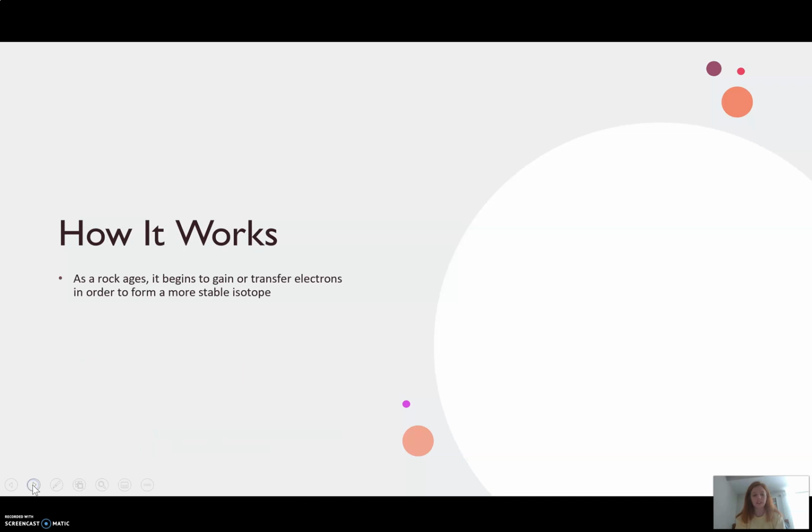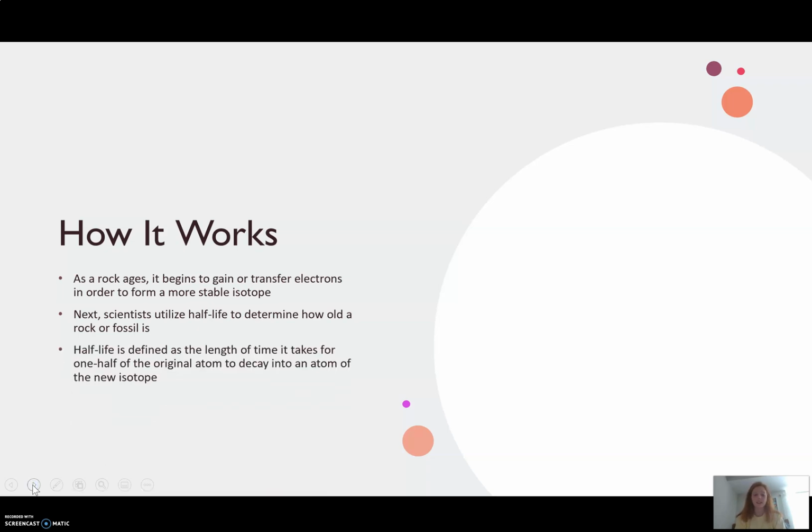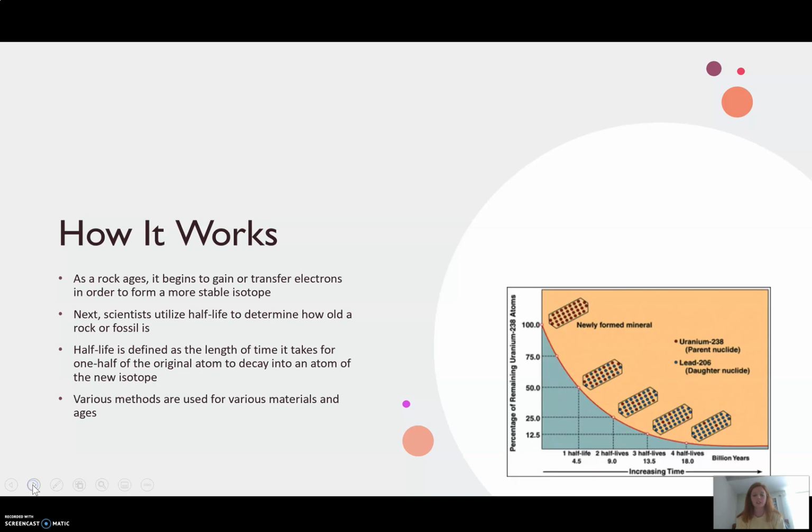How it works. So as a rock ages, it begins to gain or transfer electrons in order to form a more stable isotope. Next, scientists utilize half-life to determine how old a rock or fossil is. Half-life is defined as the length of time it takes for 1/2 of the original atom to decay into an atom of the new isotope. Various methods are used for various materials and ages.